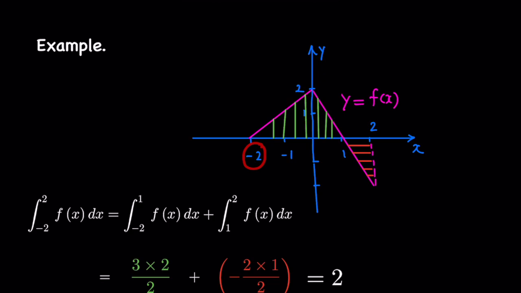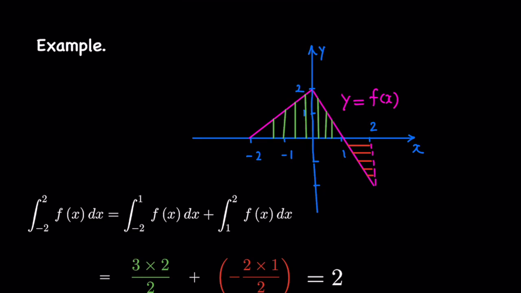Between -2 and 1, I have a positive area because the graph lies above the x-axis, and between 1 and 2, the graph is under the x-axis, so it's going to give me a negative area. Because of that, I'm going to break this up between -2 and 1 and between 1 and 2. So instead of going directly from -2 to 2, I go from -2 to 1 and then from 1 to 2. So I'm covering the whole interval.